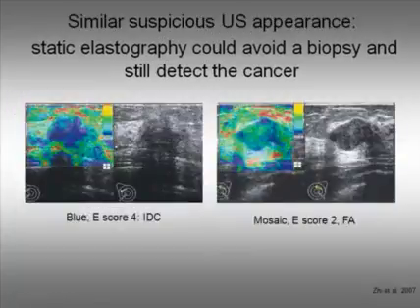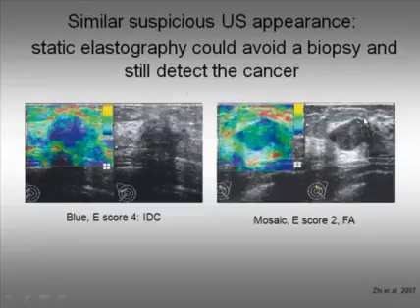And here's the other potential. We have just a mass-like area. We would take this to biopsy, but it's all green, elasticity score of 2. It's actually a little bit of a mosaic. And that was a fibroadenoma versus another mass, which is entirely blue and would definitely go to biopsy because it's a score 4.